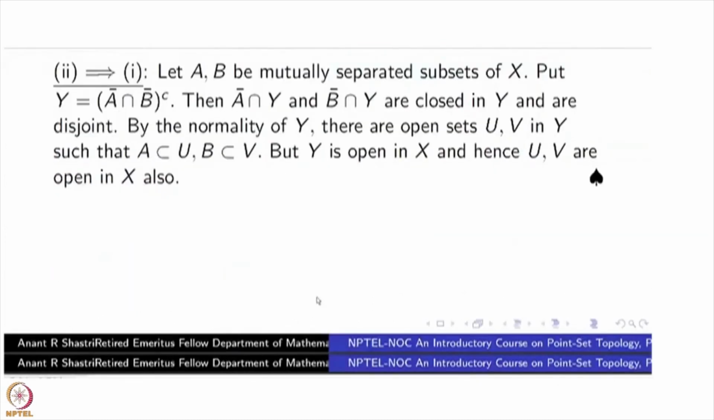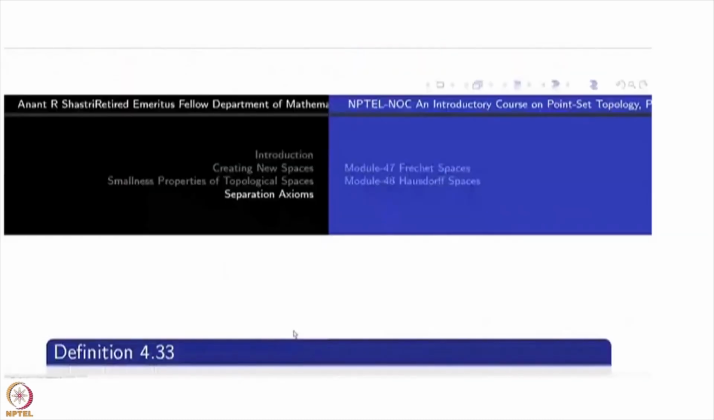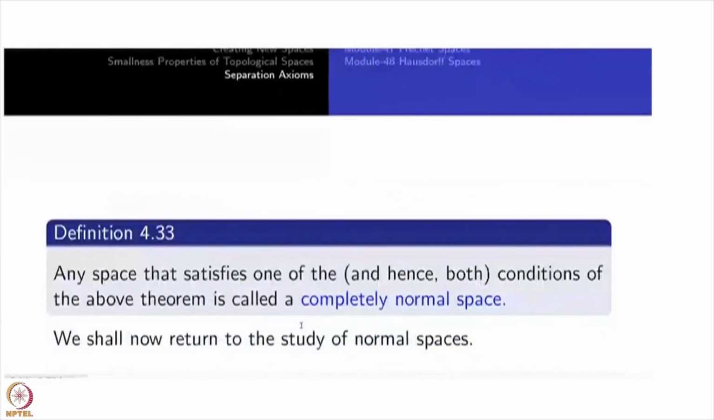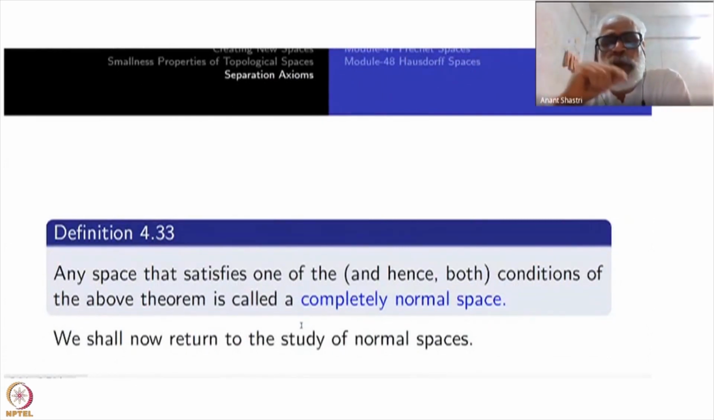Following this theorem, we can now make a formal definition. We have observed that this condition is stronger than normality, so we just call it completely normal. A space that satisfies one of the conditions, and hence both the conditions of the above theorem, is called a completely normal space. Okay.